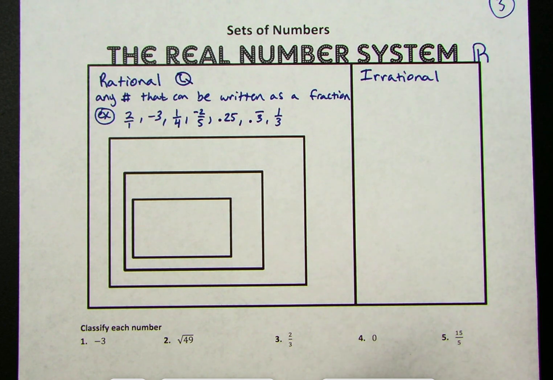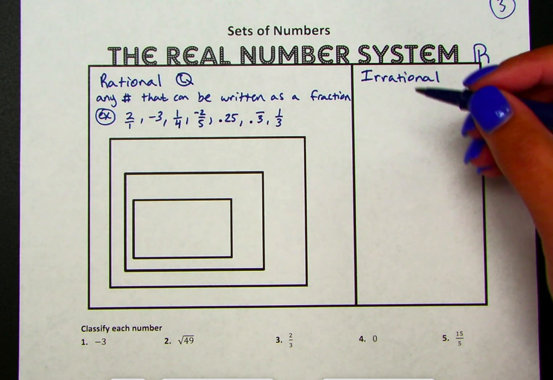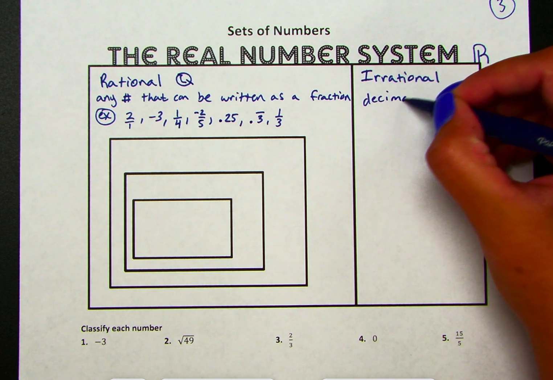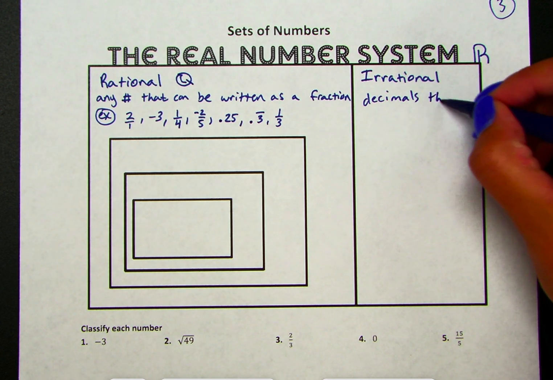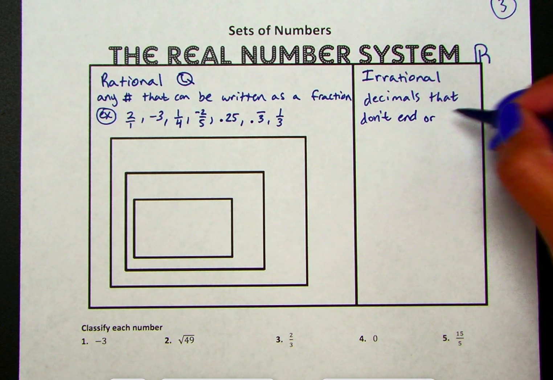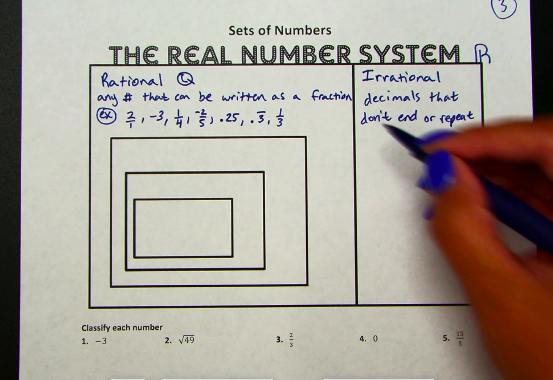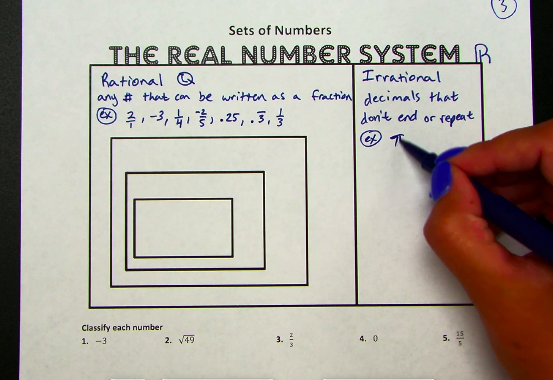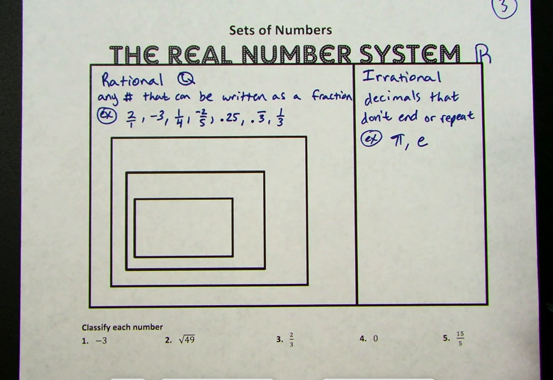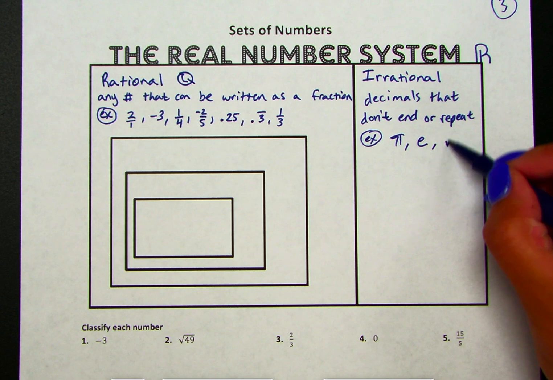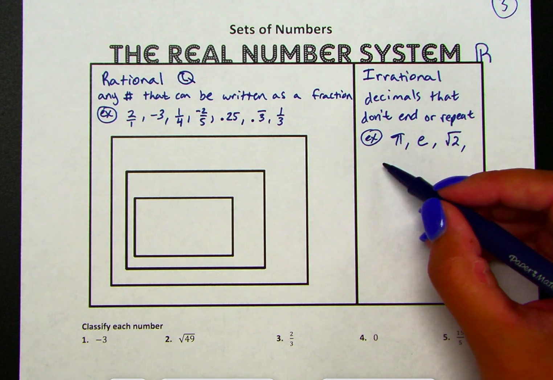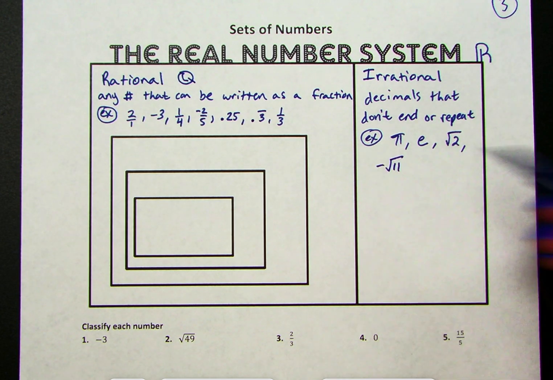And then irrational numbers are decimals that don't end or repeat, is usually how we can identify those. Our most common example for this is going to be pi. The other one is e. Square roots, like the square root of 2, for example, that has a non-repeating decimal. We could have the negative on the outside, like negative square root of 11.